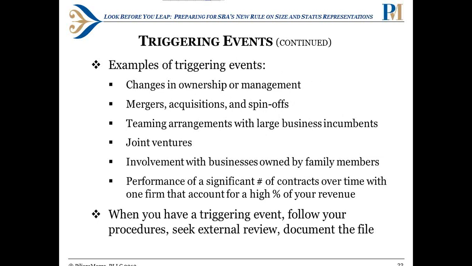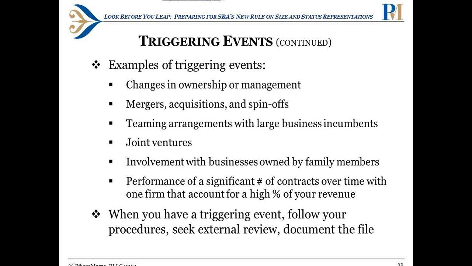Emanating from those affiliation rules on the prior slide, you have certain events like changes in ownership or management, mergers, acquisitions, and spin-offs, teaming arrangements with large businesses. That teaming arrangement bullet gets to the ostensible subcontractor rule, which I know is everybody's favorite, and Peter's going to talk a little bit about that in the risk analysis.